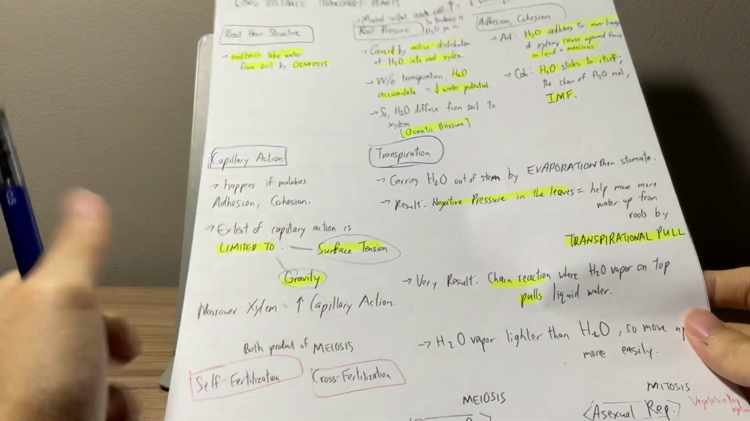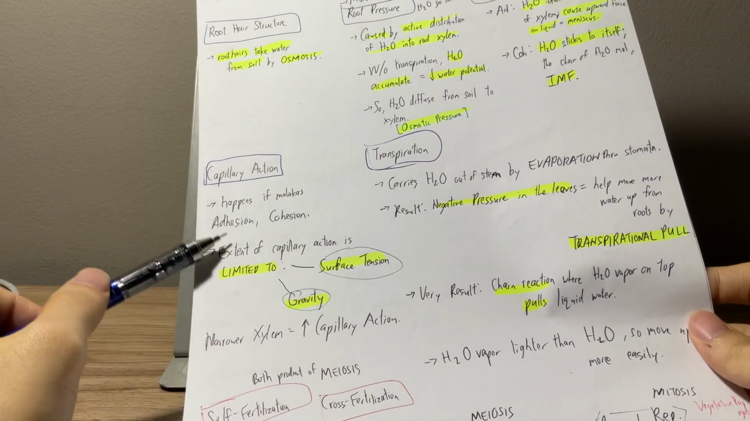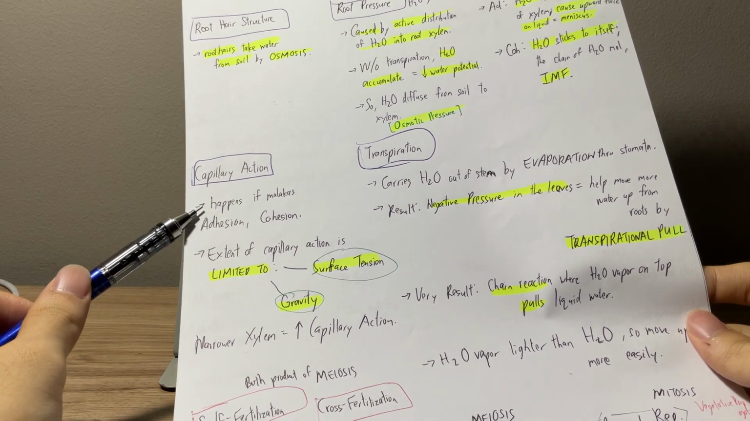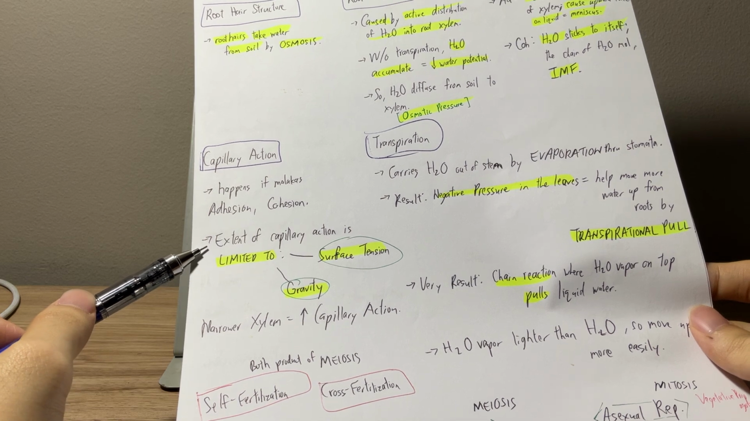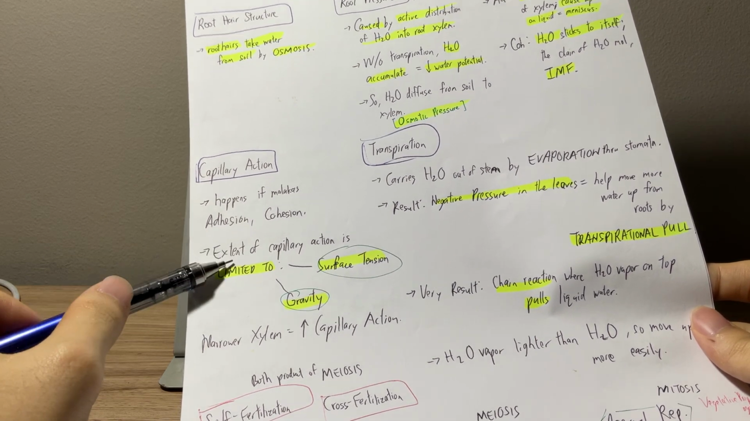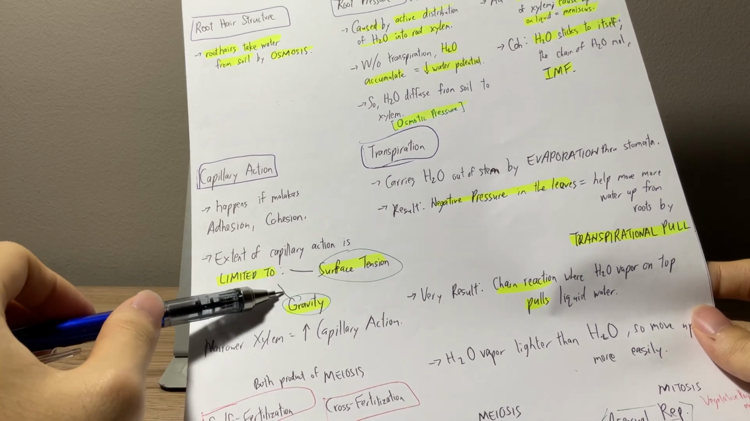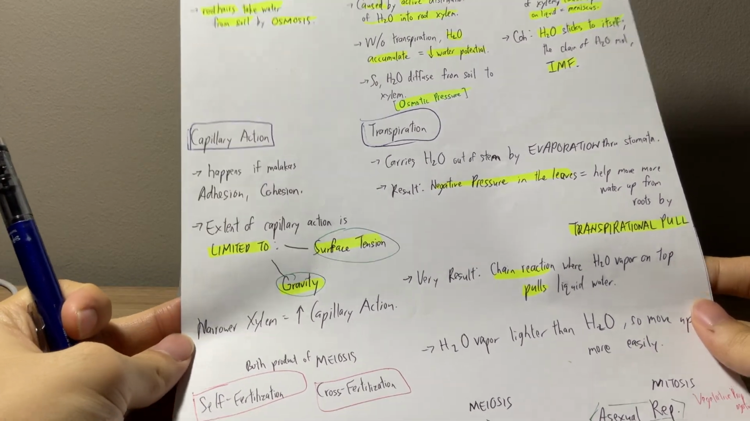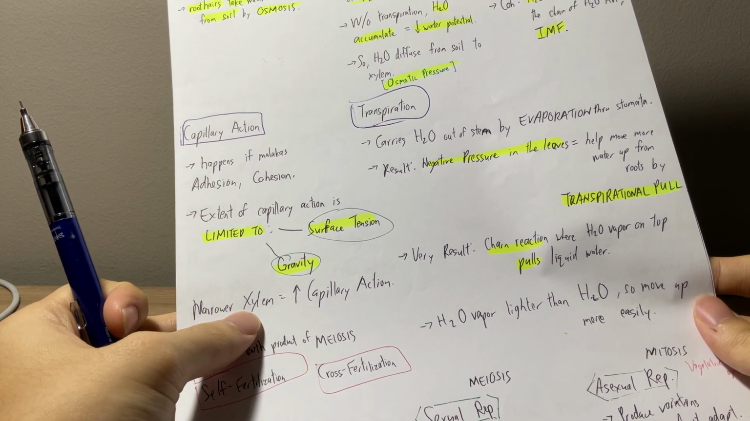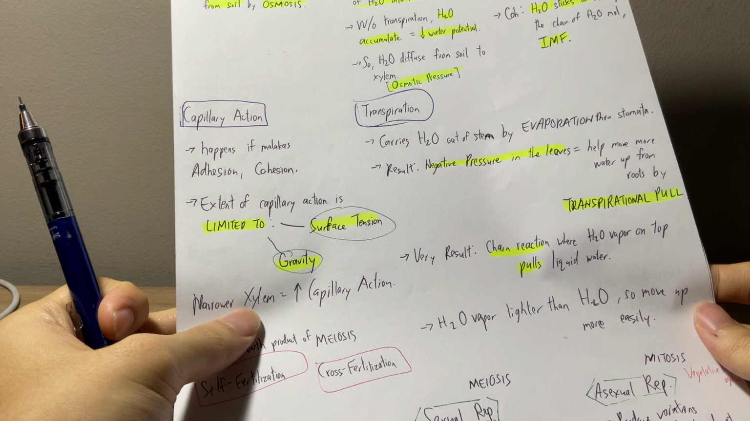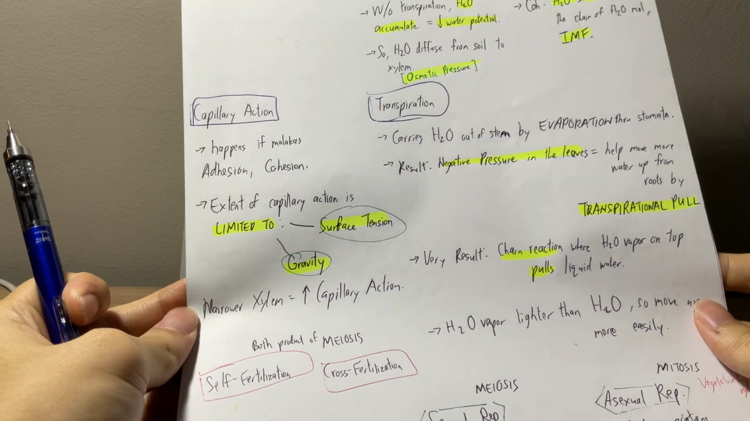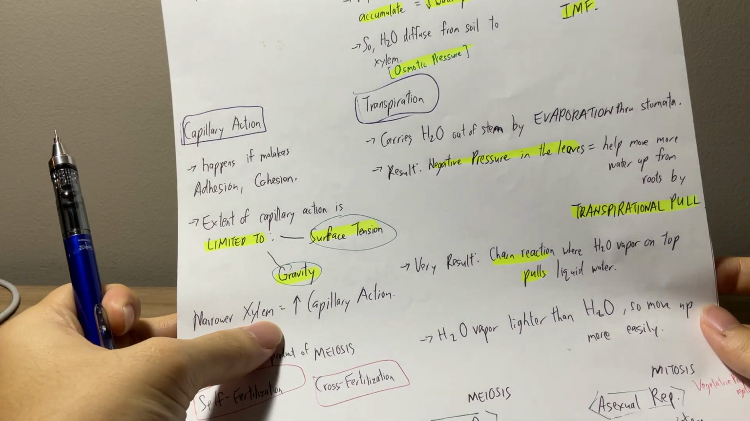Capillary action. This happens if adhesion and cohesion are strong. The extent of capillary action is limited to two factors: surface tension and gravity. So the narrower the xylem, this by the way is associated with the upward transport of water, as mentioned earlier, the higher the capillary action.